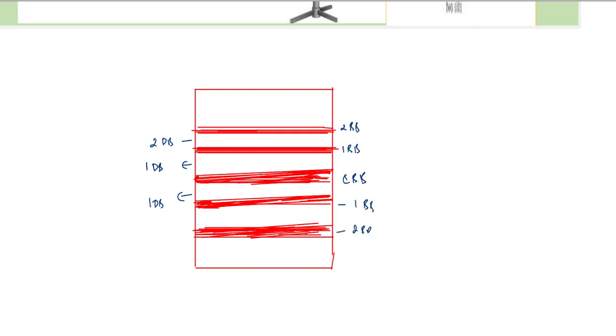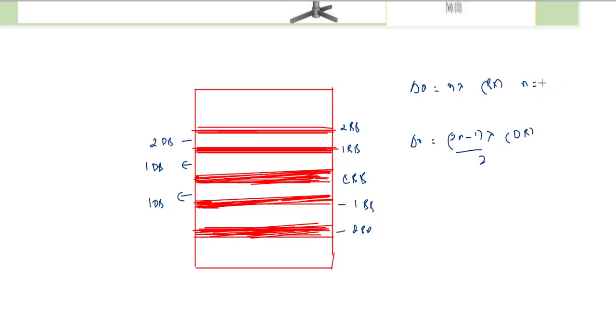So the formula for path difference was delta x is equal to n lambda for a bright band, and for a dark band the condition was (2n minus 1) lambda by 2. This is called the condition for a dark band. Here n was equal to 0, 1, 2, etc. We'll slightly modify this formula now.